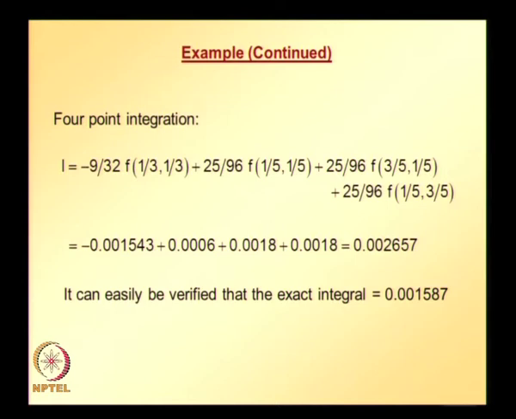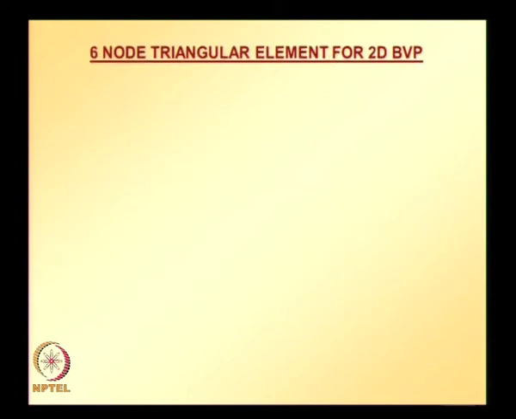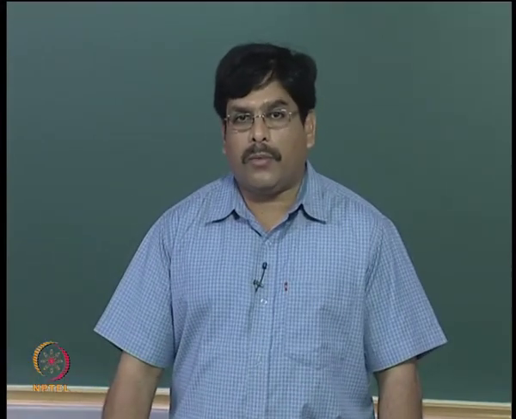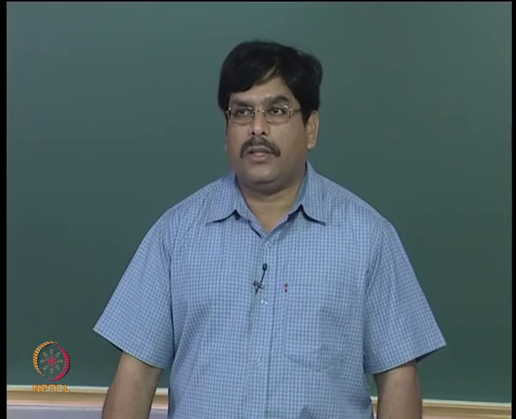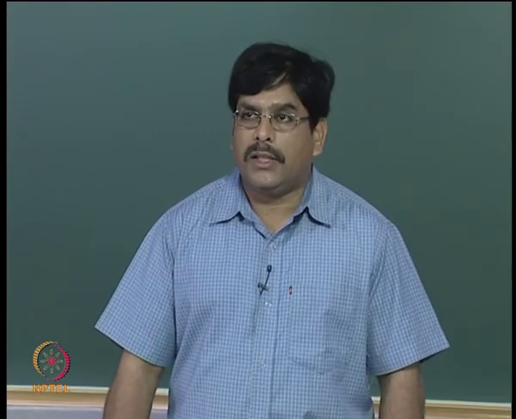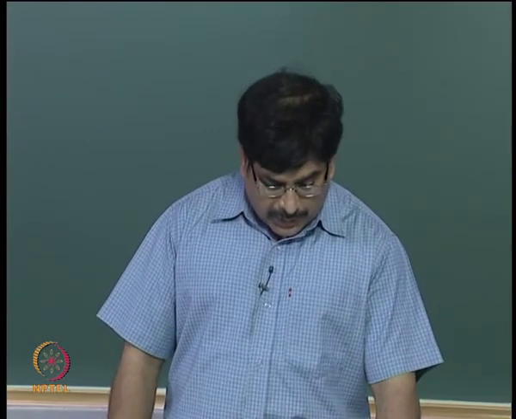And now we will go and discuss how to solve a general 2 dimensional boundary value problem using a 6 node triangle element. For that we need to first develop the element equations, and the procedure for developing element equations for a 2D boundary value problem is similar to what we did for quadrilateral elements, or even for that matter the linear triangle element.